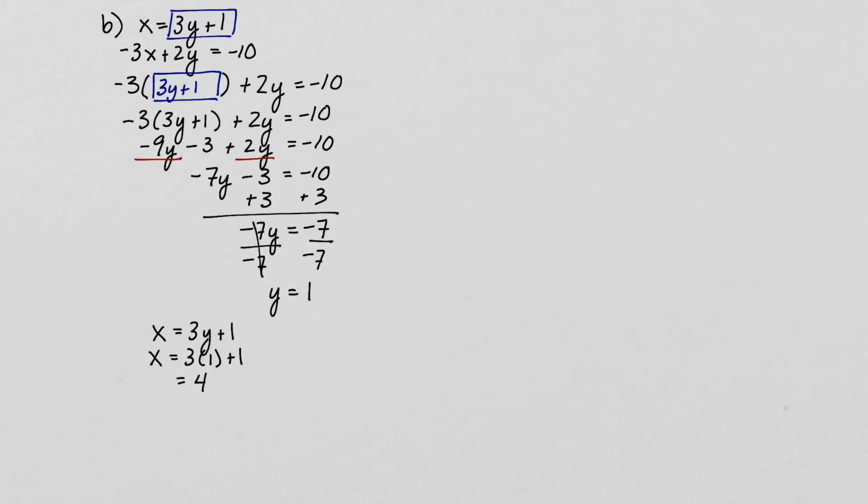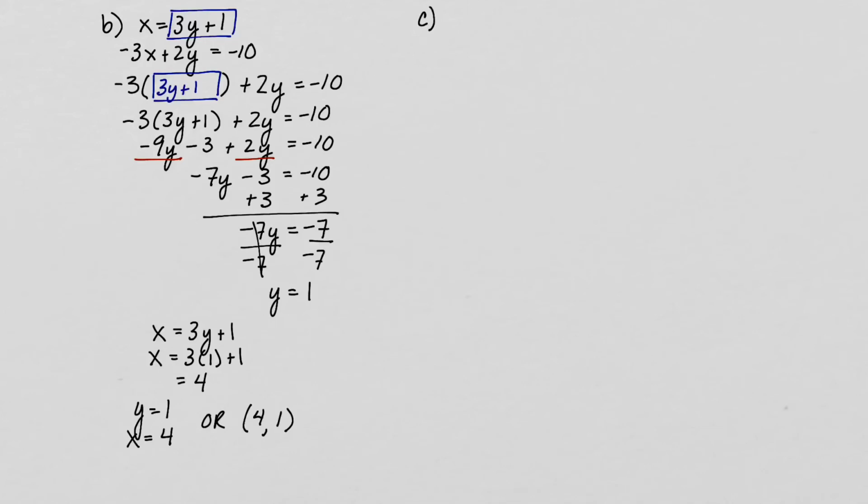So my answer is that y equals 1 and x equals 4, or you could write it as an ordered pair. Remember, in the ordered pair, the x has to come first. So it would be 4, 1. So let's try one more example here.